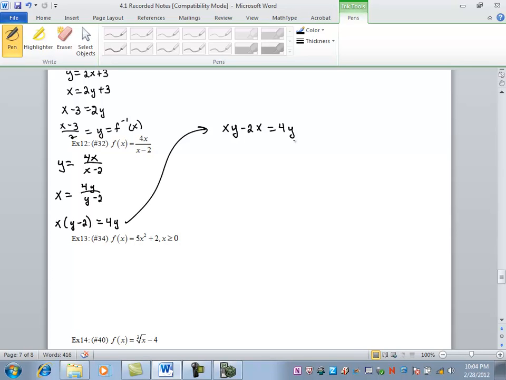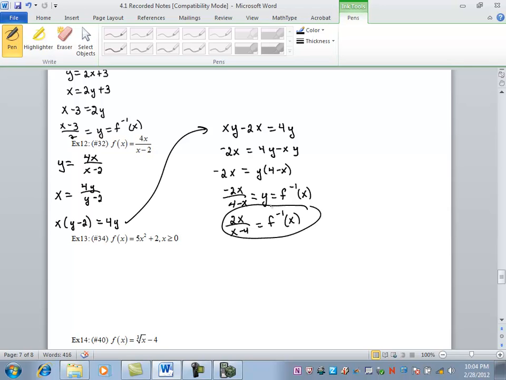And now remember, we're solving for the new y. That means I need all the terms with y in them on one side. So this is 4y minus xy, negative 2x equals, I'm going to factor the y out, 4 minus x. So y, which is now my inverse, equals negative 2x over 4 minus x. Or another way we might write that is 2x over x minus 4 equals my inverse. We'll try to keep that top positive if at all possible.